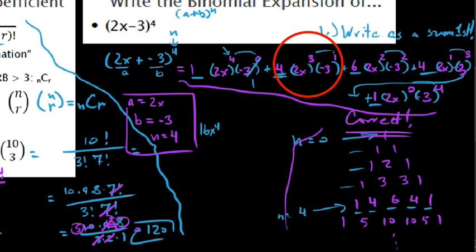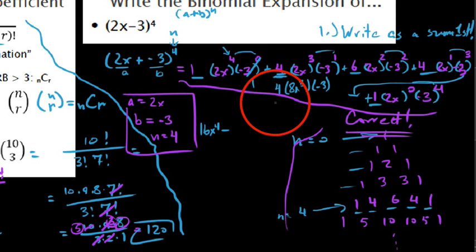And now 2x to the third times negative 3 to the first. So I'm going to take my time here. I'm going to say this is 4 times 8x cubed times negative 3. So it's definitely going to be a negative thing. 4 times 8 is 32, and 32 times 3 is 96. So I get negative 96x to the third.